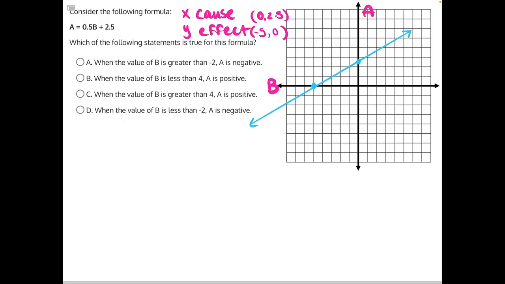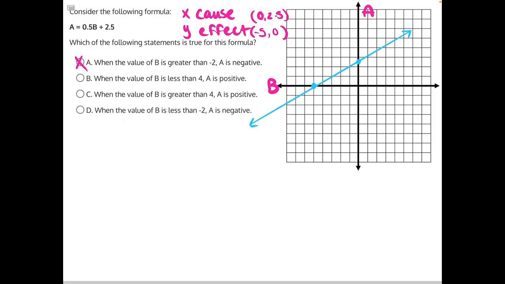A says when the value of b is greater than negative 2, so here is b is equal to negative 2, greater than is to the right, a is negative. All of these a values are positive because they are above the x-axis, making answer choice A incorrect.